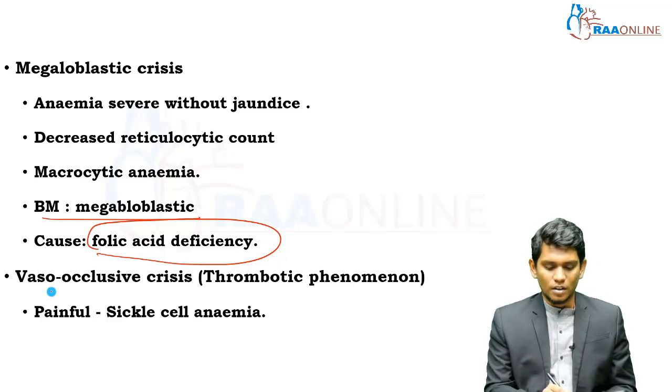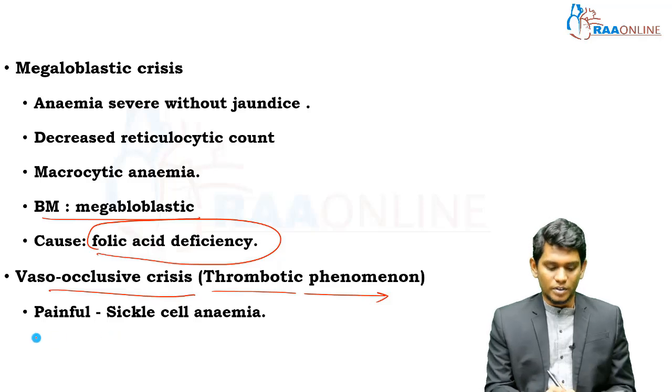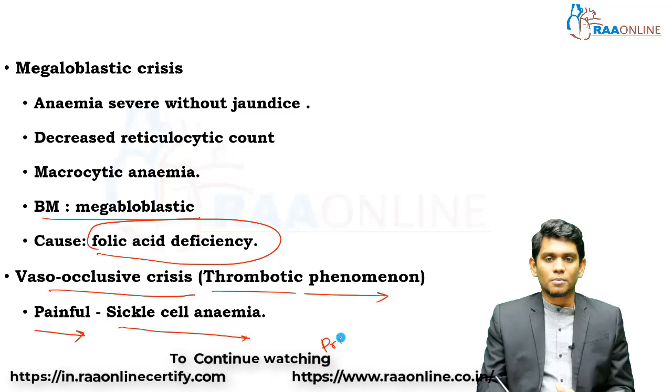Then something called vaso-occlusive crisis. As I told, blood vessels are getting blocked, circulation is stopped, and backflow is happening. This is called vaso-occlusive crisis, also called thrombotic phenomenon. It is a very painful condition. Sickle cell anemia usually presents as priapism. Priapism means painful erection of the penis.